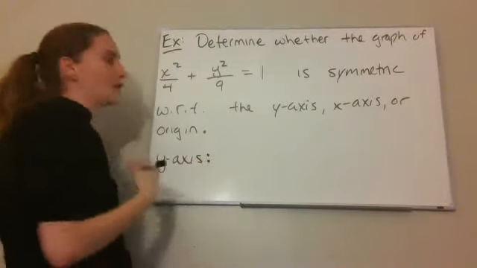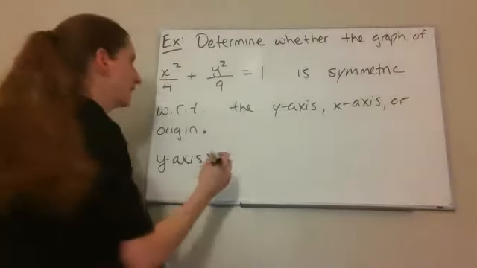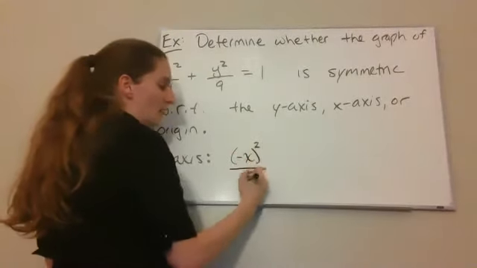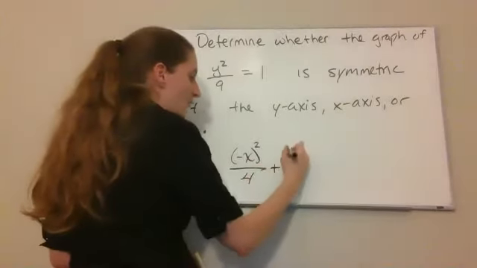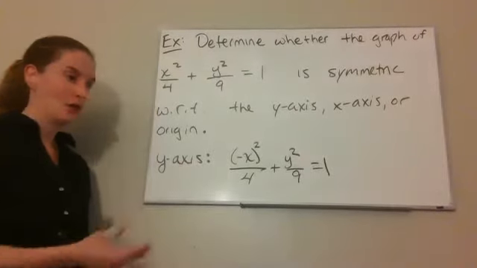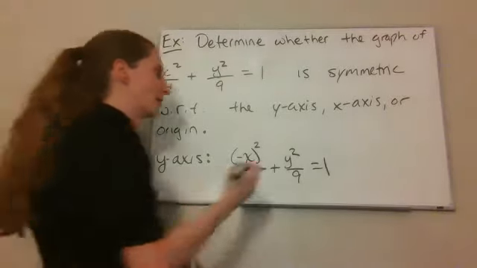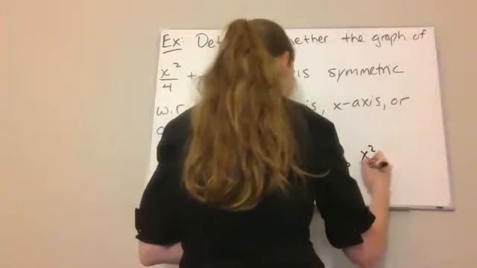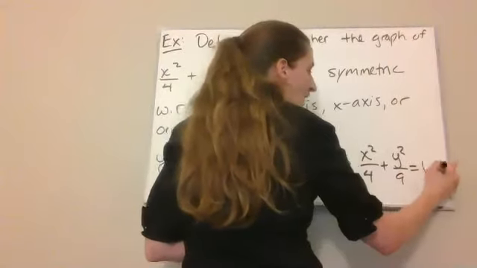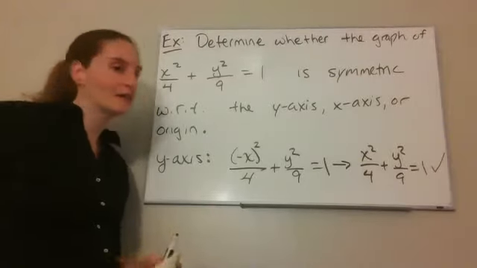So remember, to check if it's symmetric with respect to the y-axis, we replace all of our x's with negative x. So instead of x squared over 4, I'm going to have negative x in parentheses squared over 4. And I still have y squared over 9 equals 1. And just like our last example, negative x in parentheses squared is the same as positive x squared. So this gets me positive x squared over 4 plus y squared over 9 is equal to 1, which is the exact same equation I started with. So we are symmetric with respect to the y-axis.